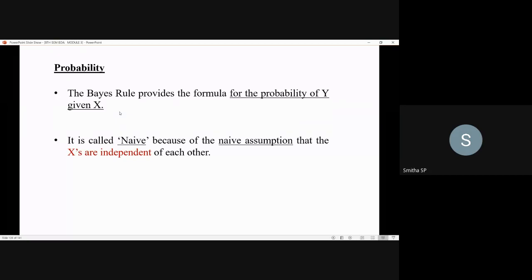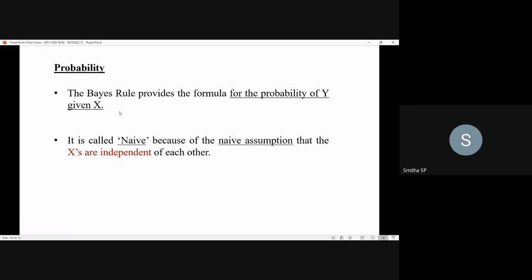At that time you can observe the multiple x variables. But the Bayes rule provides the formula for the probability of y given x, whereas in the real world you will have multiple x variables. When the features you are considering for the computation of probabilities are independent, we can extend the Bayes rule to what we call naive Bayes.